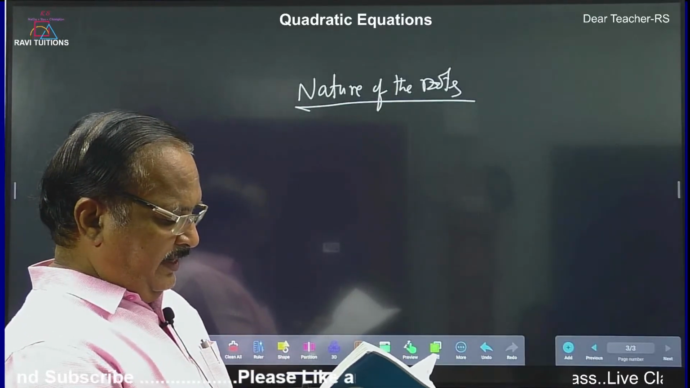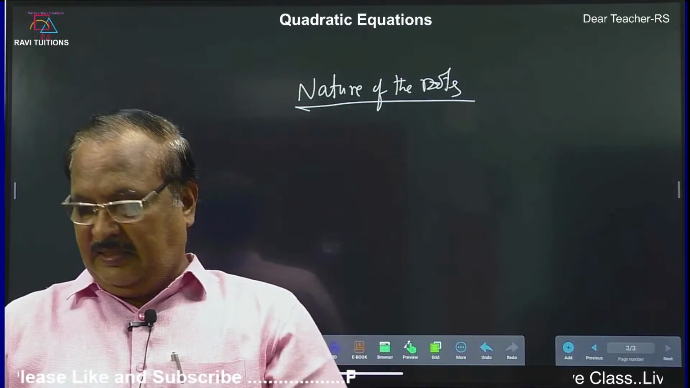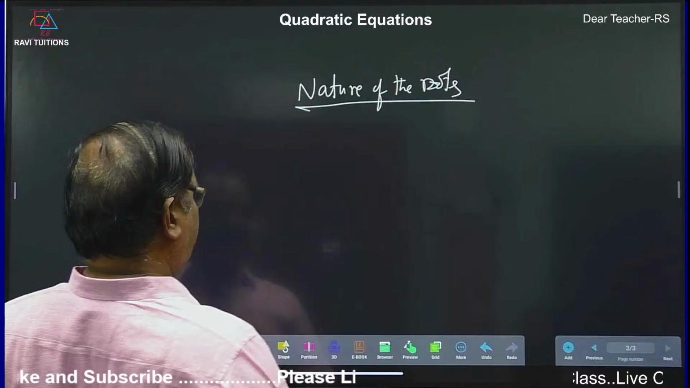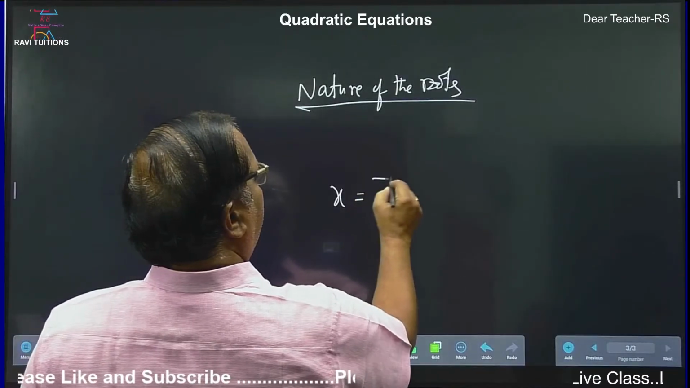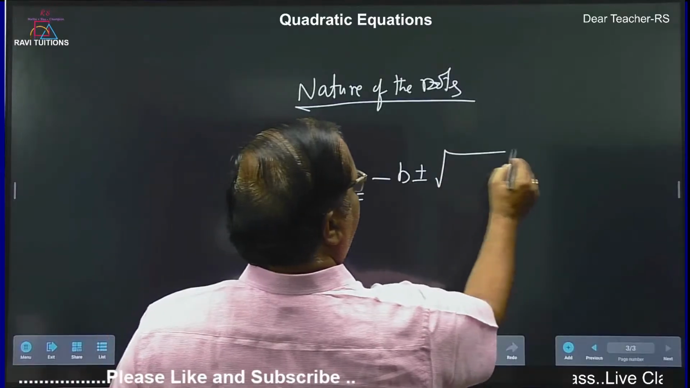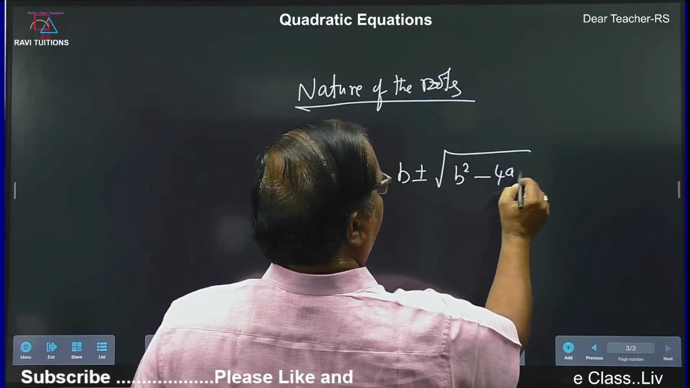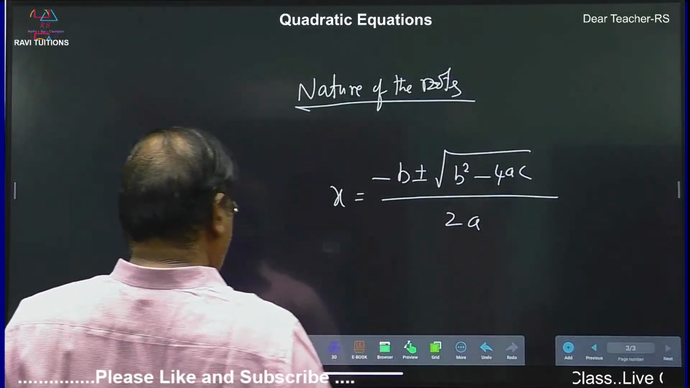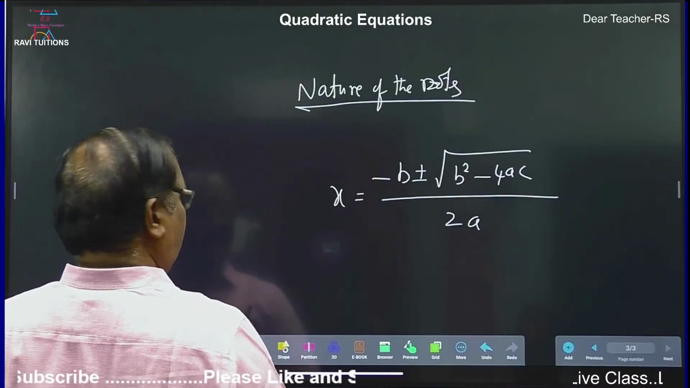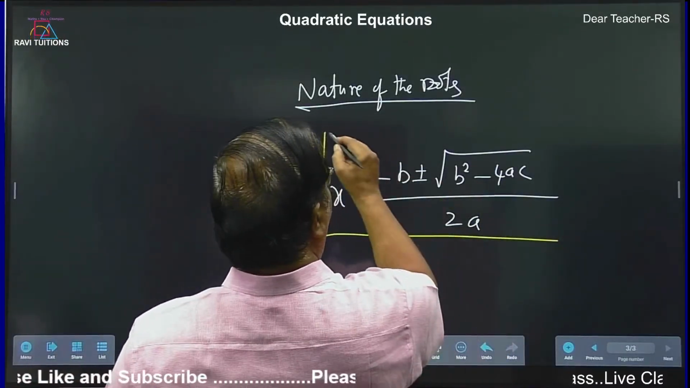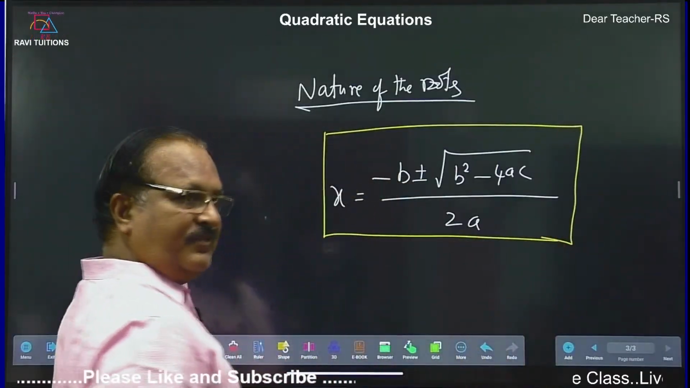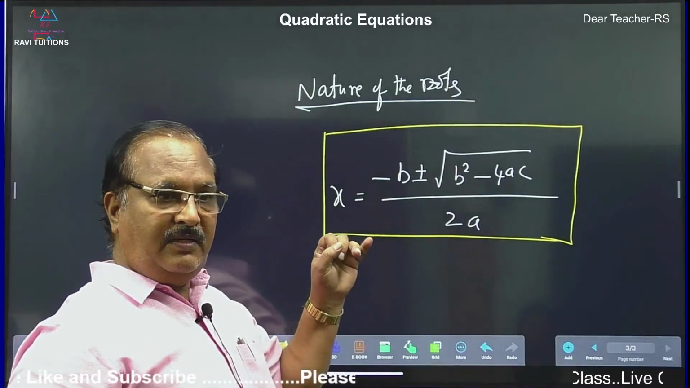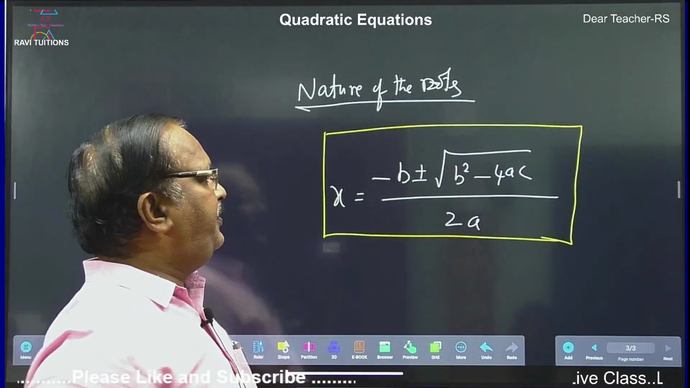So now nature of the roots. Before we go to nature of the roots, I'll give you the formula. x = (minus b plus or minus square root of b² minus 4ac) by 2a. This is the formula for finding roots of the equation. I told you, factorization method and formula method. This formula you can use.